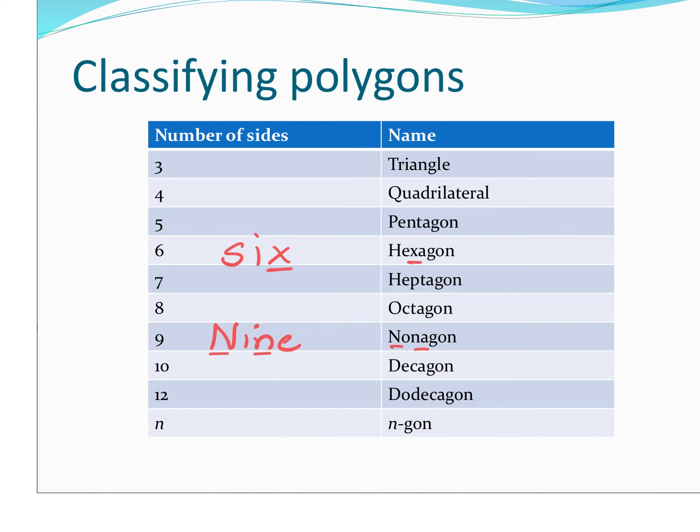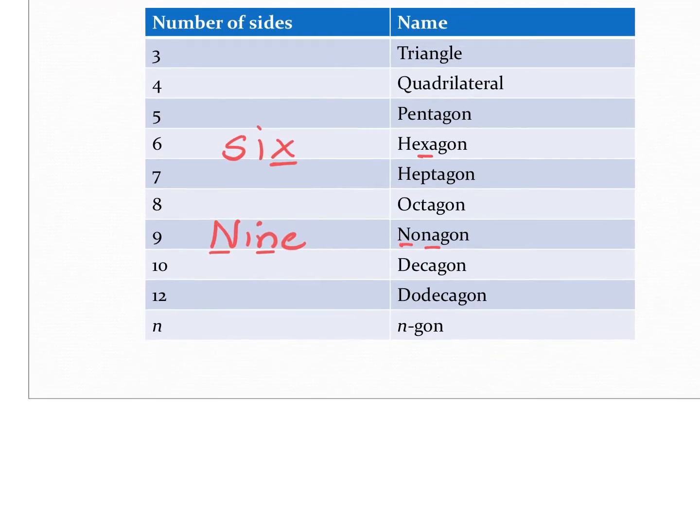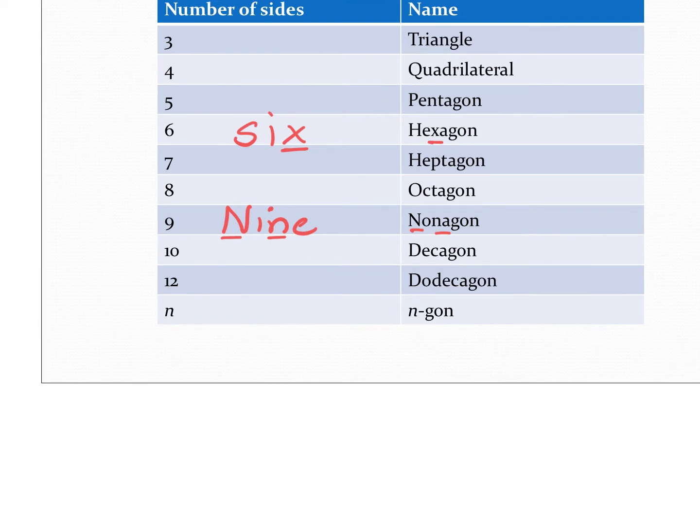10-sided figure is a decagon. I remember that because I know that 10 years is a decade. Okay, so again, a 10-sided figure is a decagon, think decade. 12-sided is dodecagon, and as you notice, the 11 was missing. So the only ones you're going to be responsible for are the ones that I've listed here.